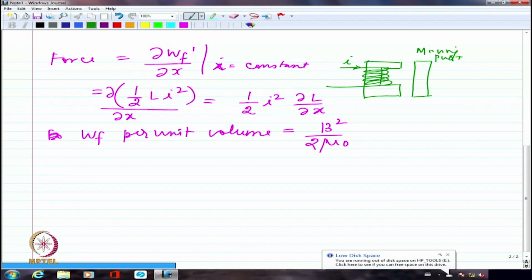So when we are looking at the linear motion, we are looking at how the inductance is varies with respect to the position. That's what we are looking at.